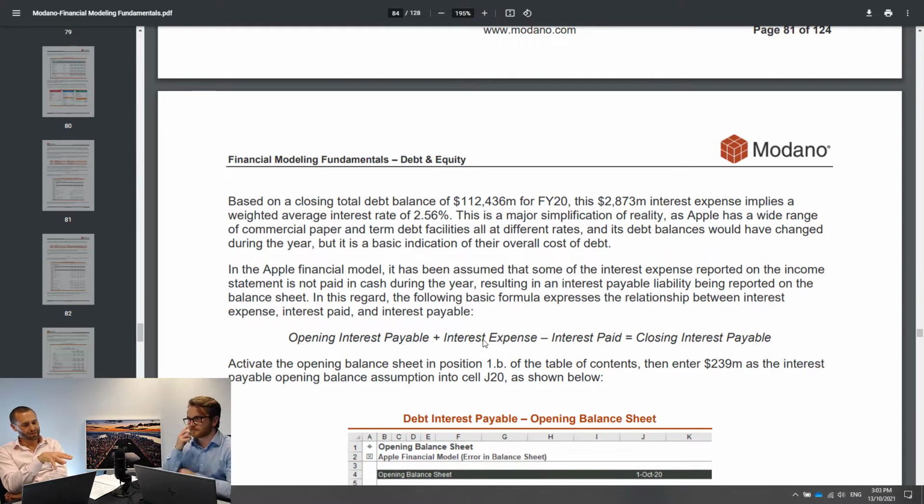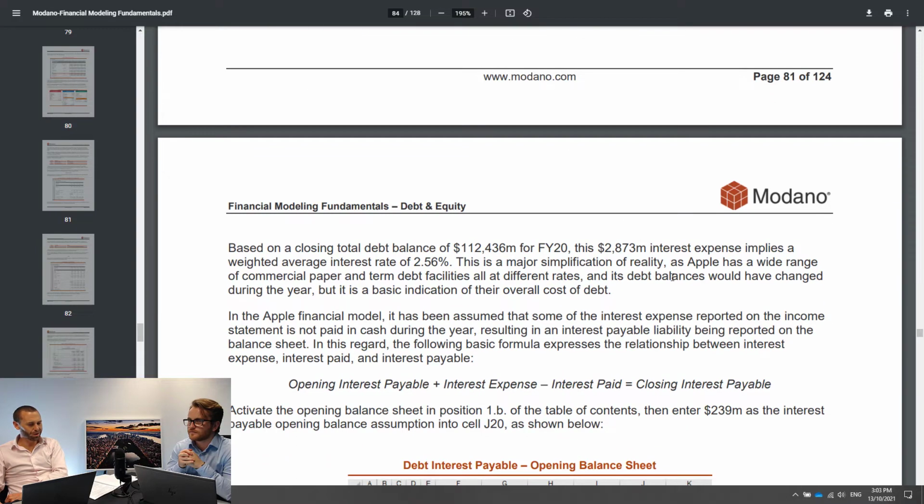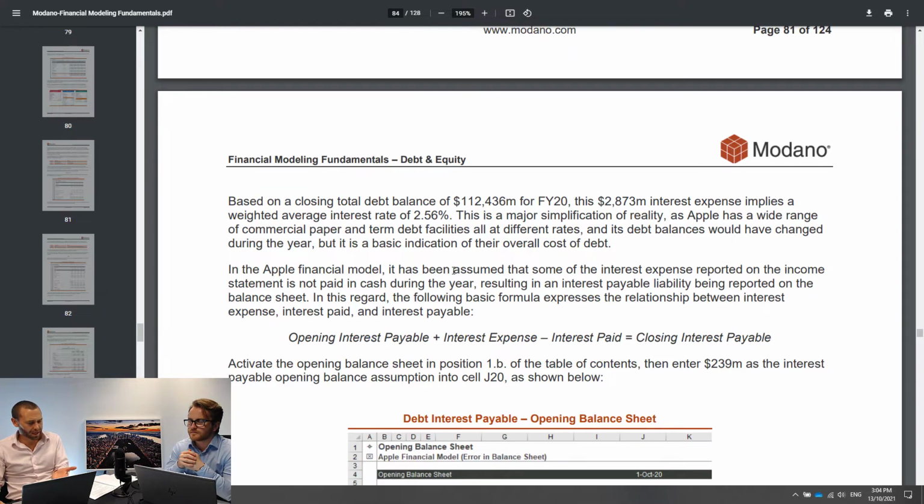What we've done here is we've just said, listen, if you take their closing debt of 112,436 for FY20, and their interest expense of 2,873, you can just take an all-in weighted average interest rate based on closing debt of 2.56%. And I thought to myself, why is that so high? Because the interest rates weren't quite as low then, and a lot of their debt facilities are longer-term facilities they signed prior to interest rates being hacked down to almost zero by the government. So they are carrying some decent facilities, which I'm sure they don't care too much about because it's tax deductible, but I'm sure they'll be winding down that rate. So that's a basic indication of their overall cost of debt.